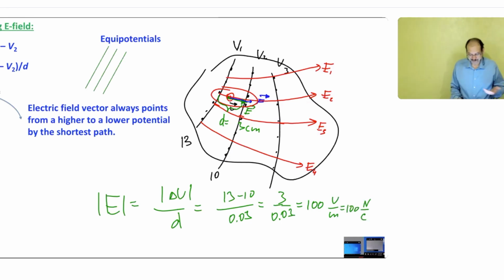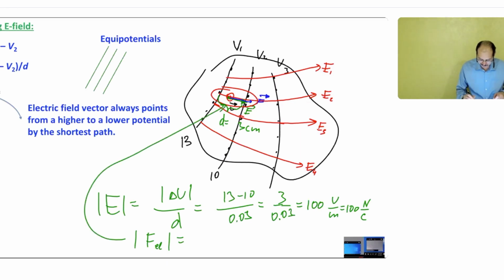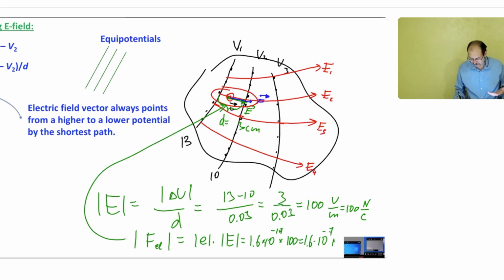And we could even calculate the force acting on an electron placed there. If I place an electron, the magnitude of the force acting on this electron right there will be equal to the magnitude of the charge times electric field. So it's going to be 1.6 times 10 to the negative 19th times 100, which is 1.6 times 10 to the negative 17th newtons.